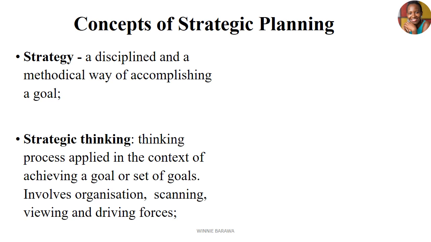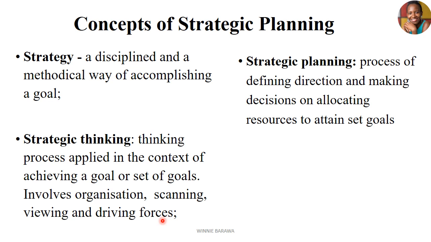And from strategy, we get strategic thinking. Strategic thinking is a thinking process that is applied in the context of achieving a goal or a set of goals. So strategic thinking is said to involve several processes, and that involves organization, scanning, viewing, and driving forces. We will discuss this in detail later on when we'll be doing a lecture session on strategic thinking. But just appreciate that strategic thinking is a process that you apply as a matter of thinking for the purpose of achieving a goal or set of goals.